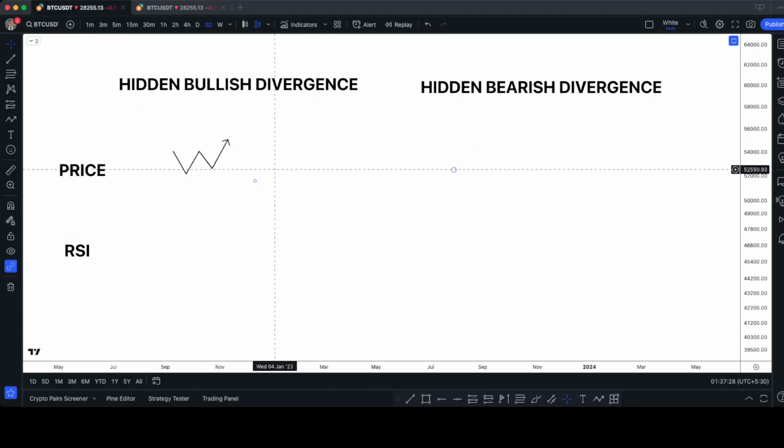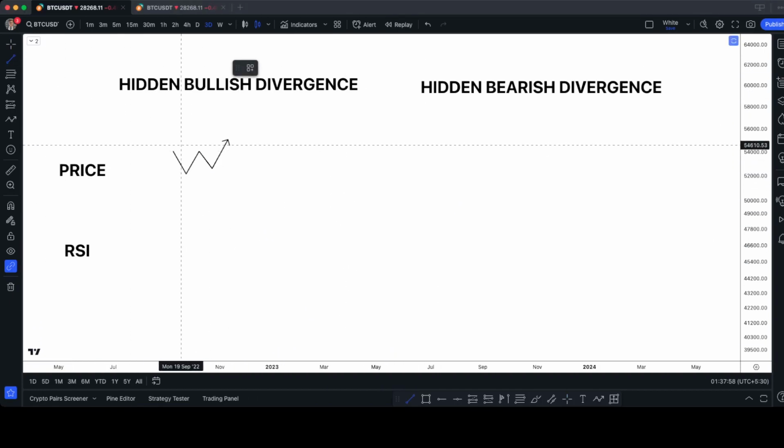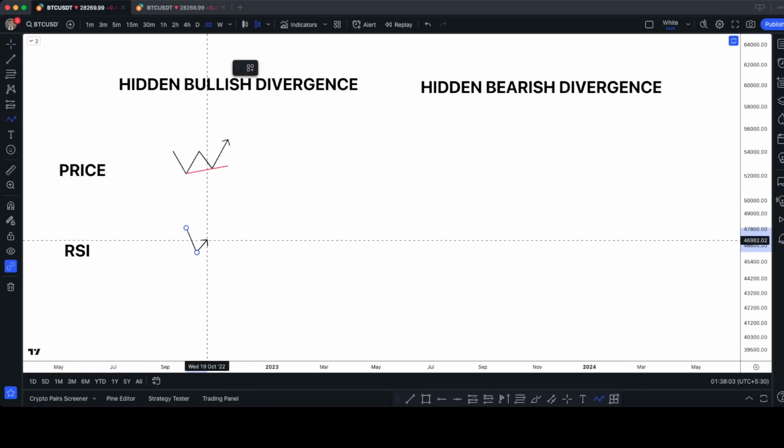So in hidden bullish divergence, you prioritize the price, not the RSI, because you have seen on the old one, we prioritize the RSI. If price is making a lower low and the RSI is making a higher high, we prioritize RSI, and we consider this a bullish divergence. But when it comes to hidden bullish or bearish divergence, we prioritize the price, not the RSI or any indicator. So let's say the price is making a higher high and the RSI is making a lower low.